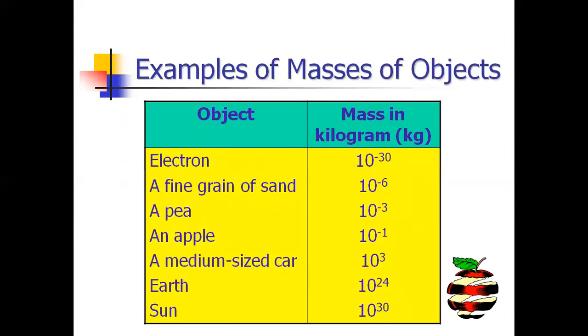So, examples of the masses of different objects. This is just for your information, and you do not need to memorize these masses. The mass of an electron is 10 to the power negative 30 kilograms. A fine grain of sand, 10 to the power negative 6. A pea, matar ka ek dana, has a mass of 10 to the power negative 3 kilogram. An apple, 10 to the power negative 1. A medium sized car, 10 to the power 3, which equals 1000 kilograms. Earth, 10 to the power 24. Our sun has a mass of 10 to the power 30 kilograms.